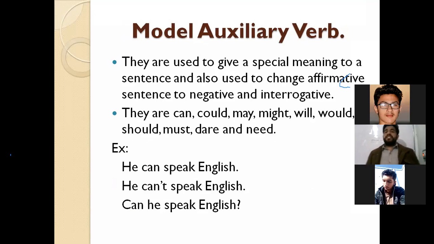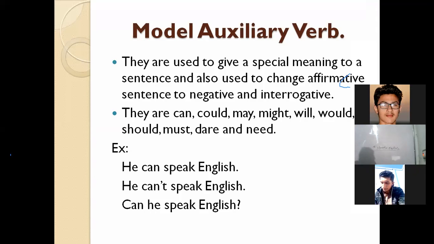What is a modal auxiliary? First of all, you have to understand it. Modal auxiliary verbs are those verbs which change affirmative sentences to negative and interrogative. And also they create meaning in a sentence. For example, we have written here, normally we say the sentence, he speaks English.